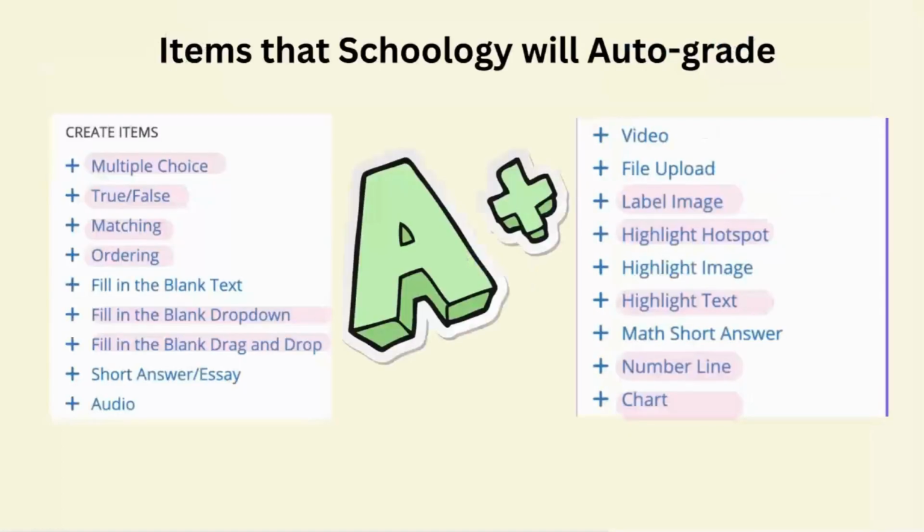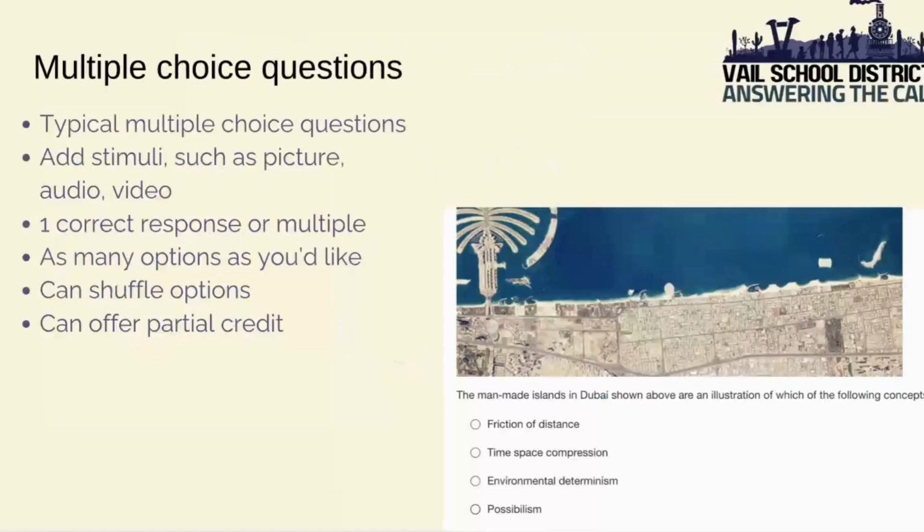In pink, highlighted on the screen, are the items that Schoology will auto-grade. This includes the multiple choice, true, false, matching, ordering, fill-in-the-blank drop-down, fill-in-the-blank drag and drop, label image, highlight hotspot, highlight text, number line, and chart. And we're going to go through a few of our favorite item types to use with Schoology.